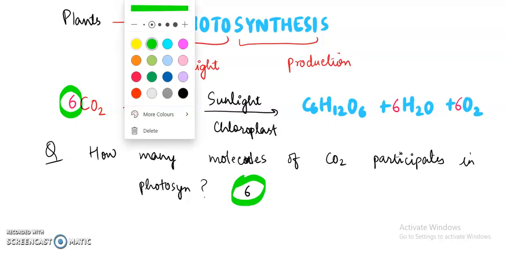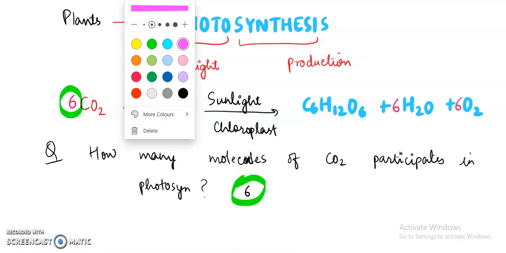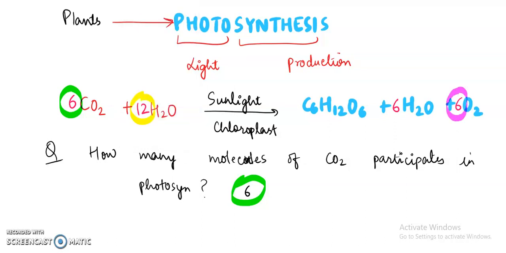Now see how many molecules of water are combining. 12 molecules of water are being used, right? And how many molecules of oxygen are being produced? 6 molecules of oxygen are being produced. So in the previous exam, one of the questions was to write the balanced chemical equation for photosynthesis. So you must know that 6 molecules of carbon dioxide combine with 12 molecules of water to form glucose, water molecules and oxygen.